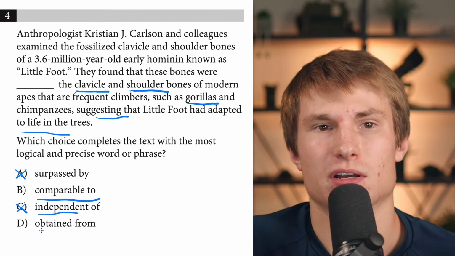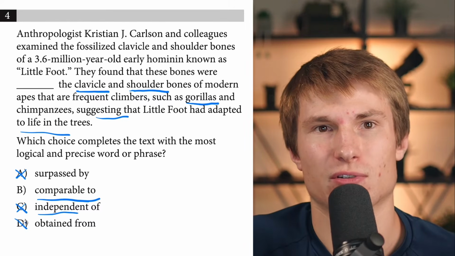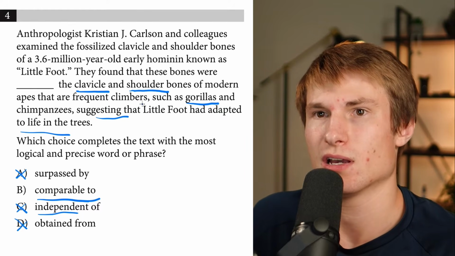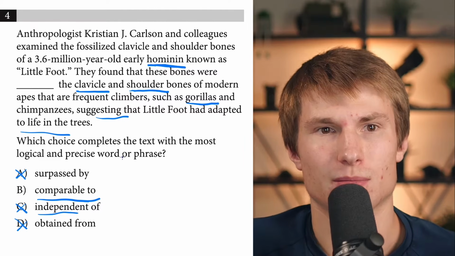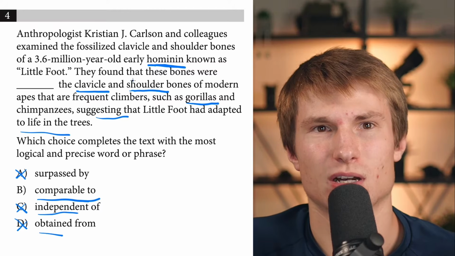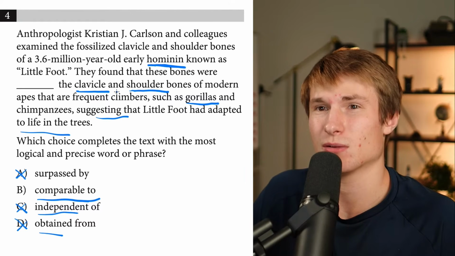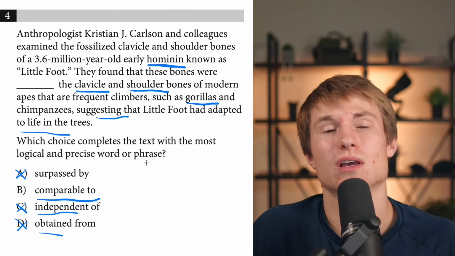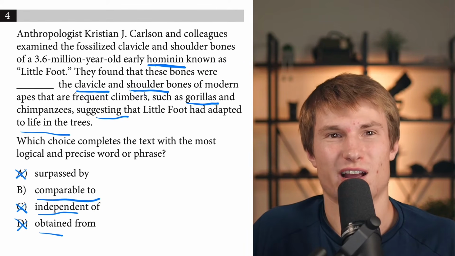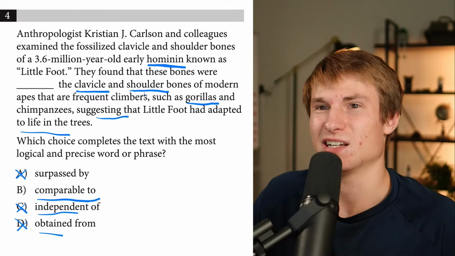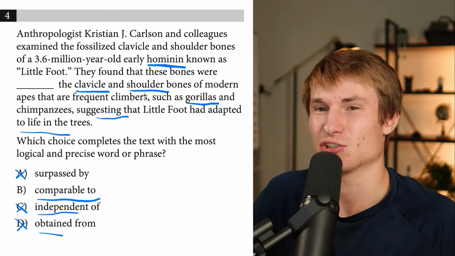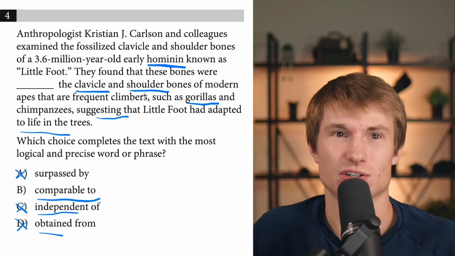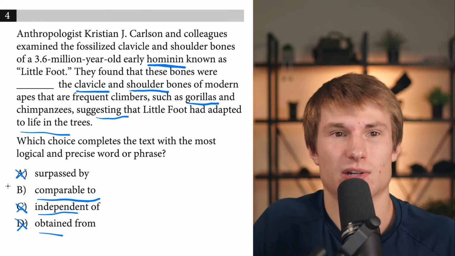Because if they were independent from, that wouldn't suggest that they had adapted to life in trees because they are different. And then obtained from, okay, we wouldn't say that they're obtained from, because ultimately, in order for it to be obtained from, we would have to know that the gorillas and chimpanzees came before the hominin. And also, it would say that they found that these bones were obtained from the clavicle and shoulder bones of modern apes that are frequent climbers. Okay, that would pretty much, in the context of this, be stating that they are identical and that they directly came from the clavicle and shoulder bones of modern apes that are frequent climbers, which is not the case. They're just stating that they are similar to. Okay, so our answer would have to be answer choice B.